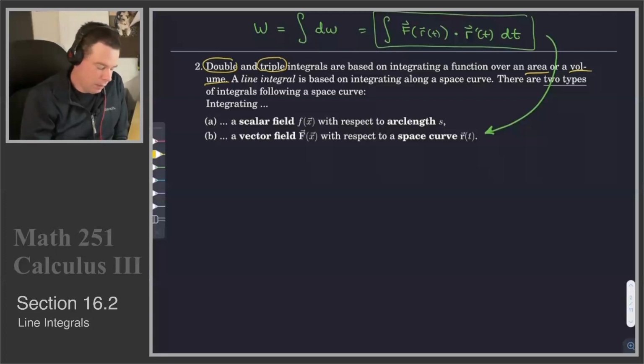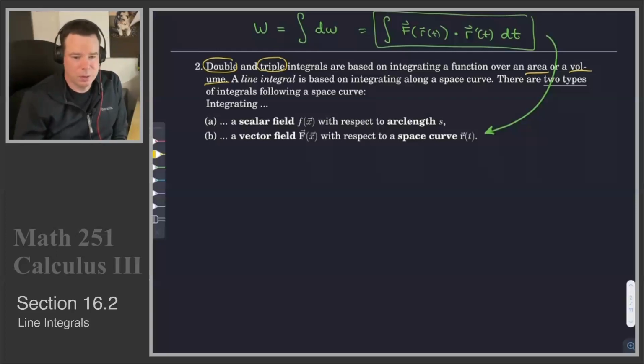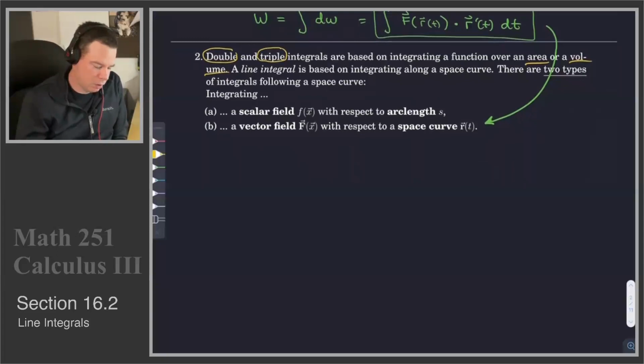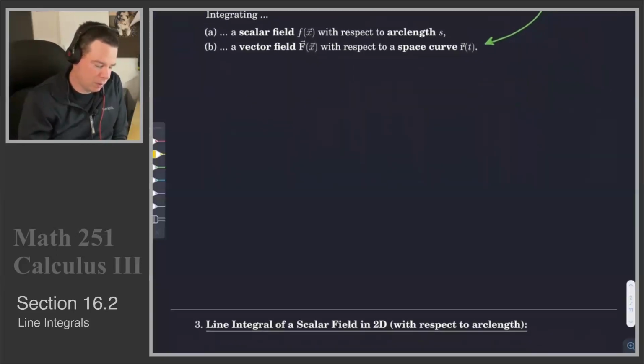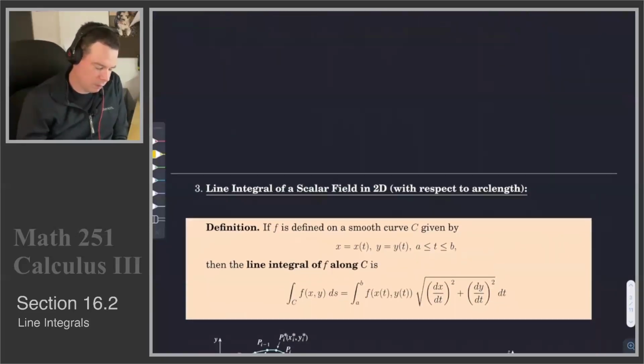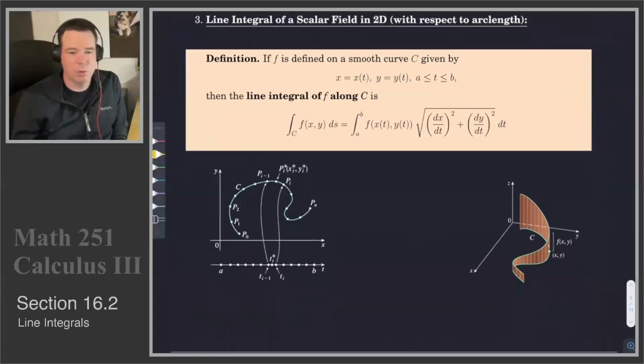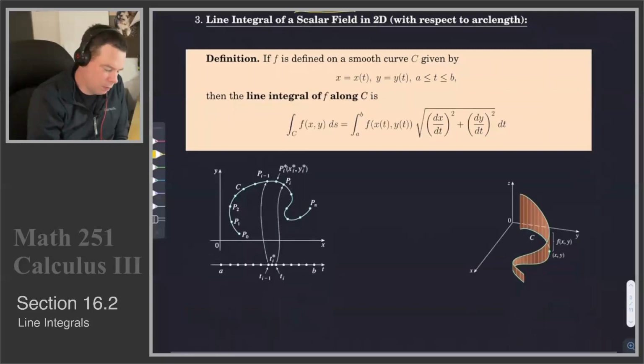So we're going to look at each of these two kinds of line integrals: an integration of a scalar field with respect to arc length and an integration of a vector field with respect to a space curve. That's our topic in this section, looking at some examples of each of these and how they can arise. So we'll start off with the first one, integration of a scalar field.